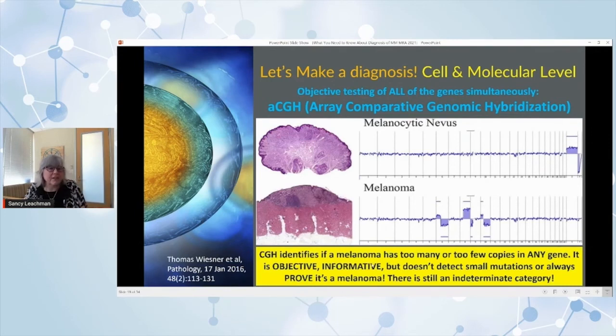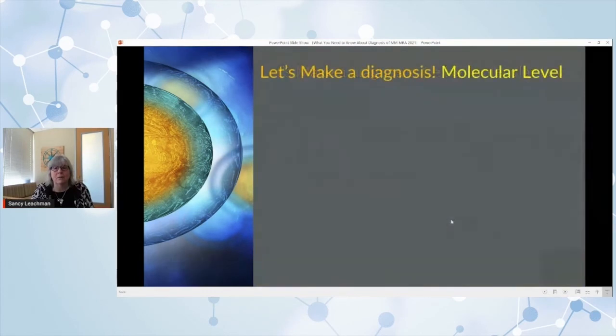So CGH identifies if a melanoma has too many or too few copies in any gene, not just the 4 that were in FISH. Now you can look across the entire genome. It's objective because you can quantify it. It is informative, incredibly informative, but it still doesn't tell you what mutations are there or even always prove it's a melanoma, right? Because how many of these changes do you need before it's an actual melanoma? There's still an indeterminate category.